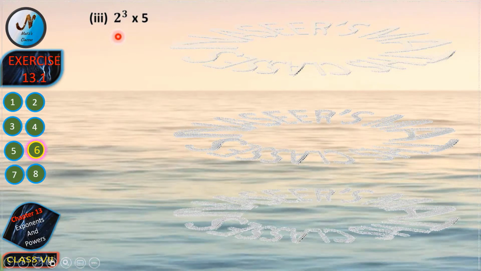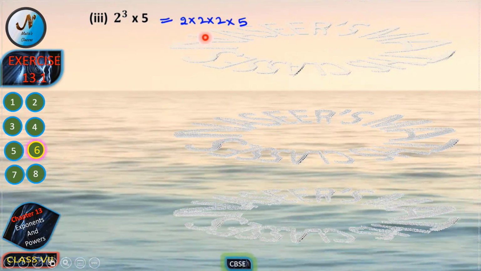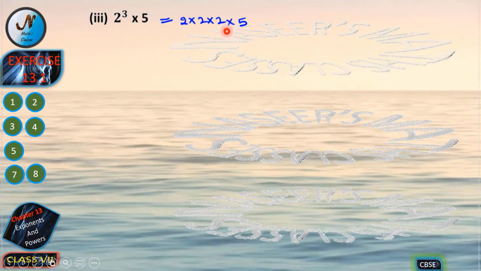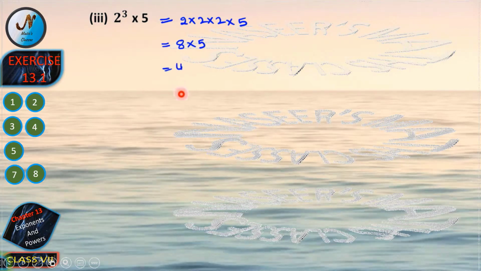2 cube means 2 is 3 times and 5 means 5 is 1 time. So we can write it as 2 into 2 into 2 into 5. 2 3 times multiplied is equal to 8, into 5 1 time means 5. So 8 5s are 40.